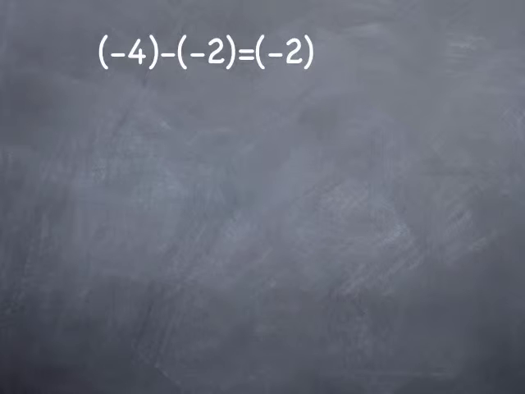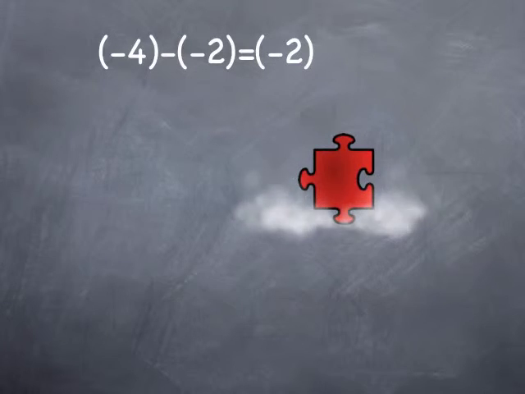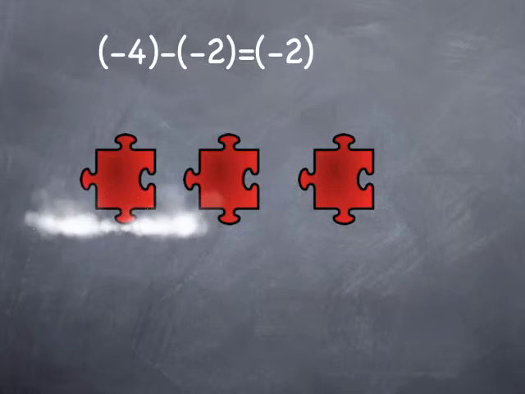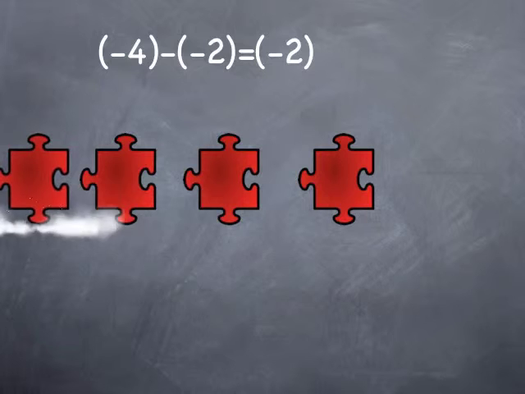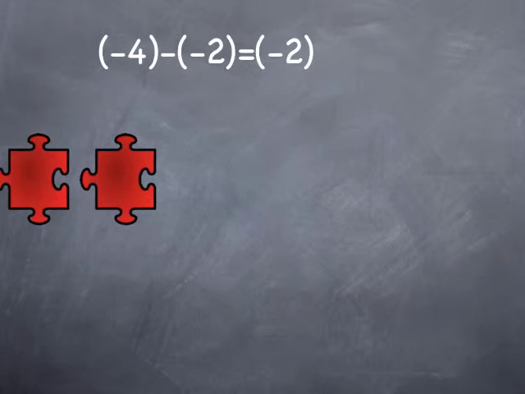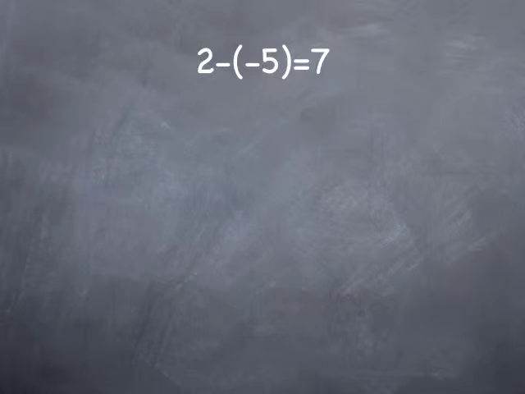Okay, and the next one is negative 4 subtract negative 2, and that equals negative 2. And so basically you represent 4 negative tiles and then take away 2 negative tiles since you're subtracting negative 2, which equals negative 2. The next problem is 2 subtract negative 5, which equals 7.